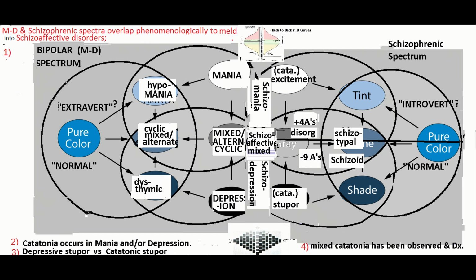And basically in the middle here's this gray zone where all these things mix together. I have catatonia over there in schizophrenia, but catatonia occurs in mania and or depression, and actually is about twice as frequent in depression and mania than it is in schizophrenia. And basically you got mania and catatonic excitement up on the top, and you have depression and catatonic stupor down on the bottom. And so there is a depressive stupor that looks quite a bit like catatonic stupor. It's sometimes difficult to tell the difference between them.